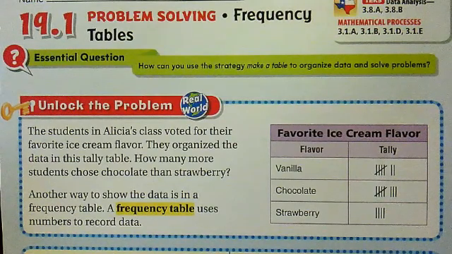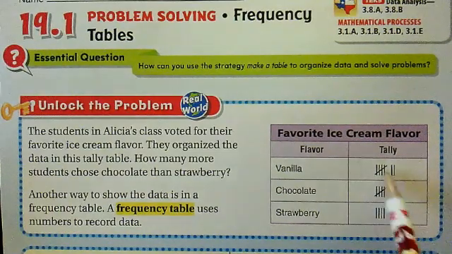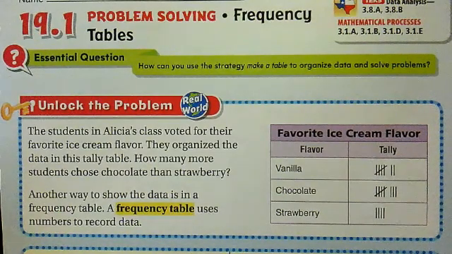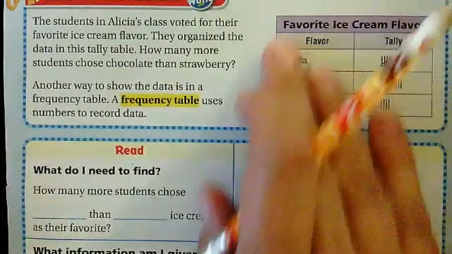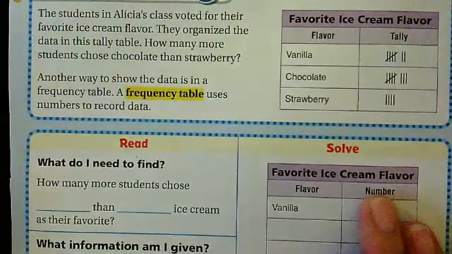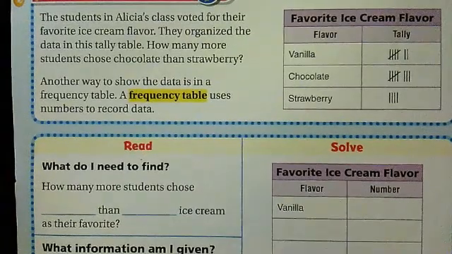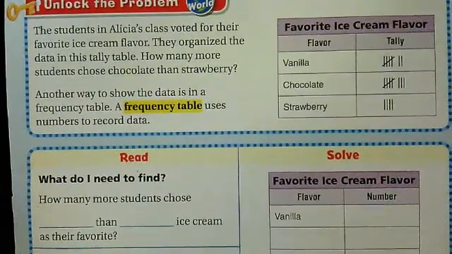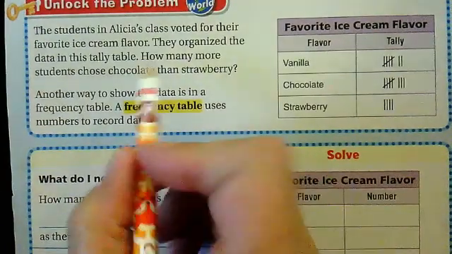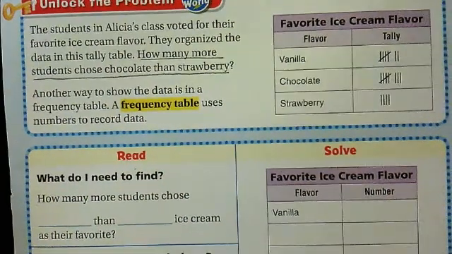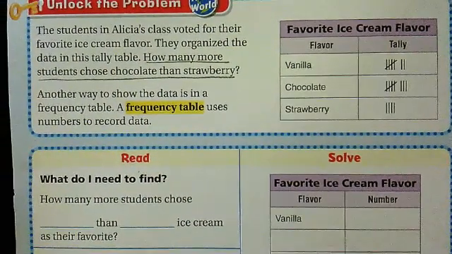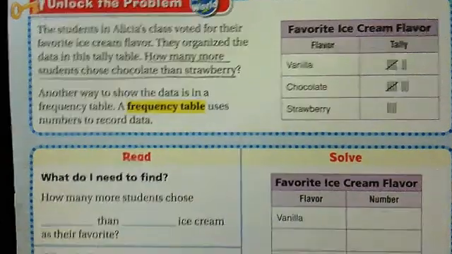Okay, so another way to show the data is in a frequency table. A frequency table uses numbers to record data. So instead of using tally marks, we can use numbers. So let's see how we can transform this tally table into a number table. So what do we need to find in this question? Well, it asks us how many more students chose chocolate than strawberry. So we're trying to figure out how many more kids like the chocolate ice cream than the strawberry ice cream.